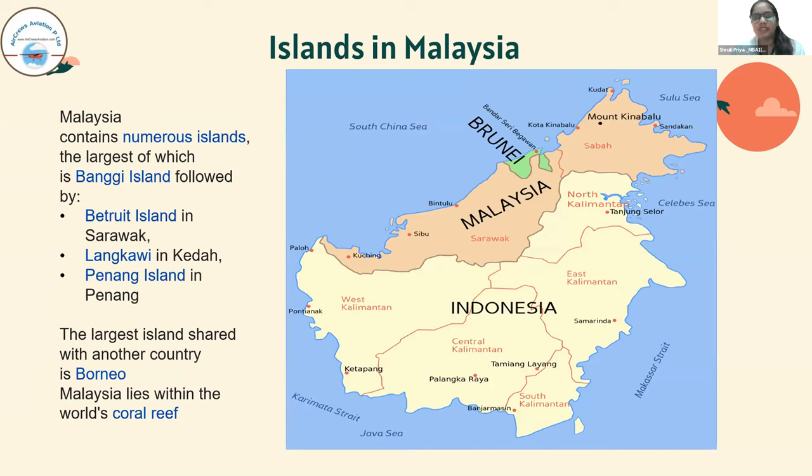So the largest island is Banggi Island. Okay. And you know that Malaysia is known for its coral reefs. Does anyone know what coral is?